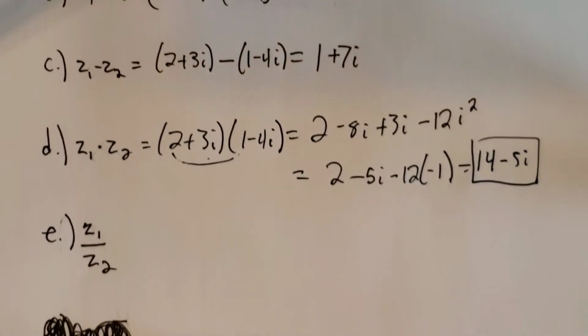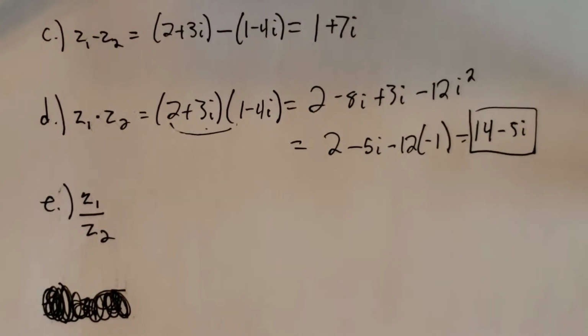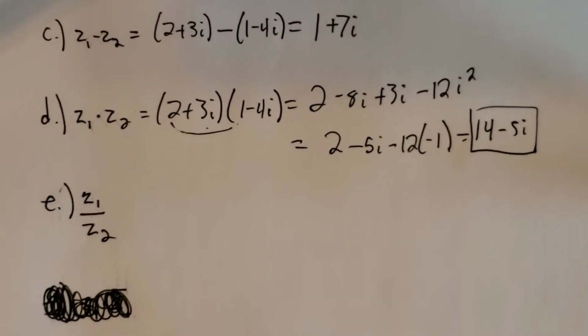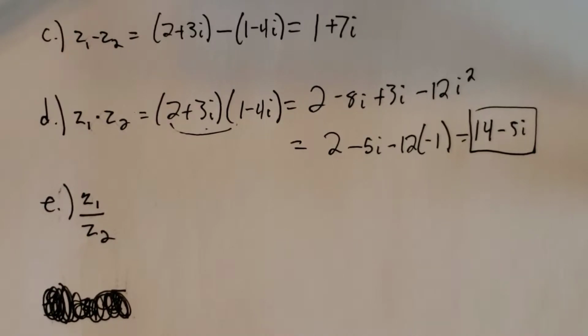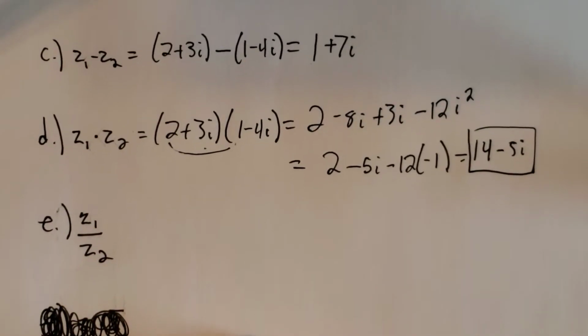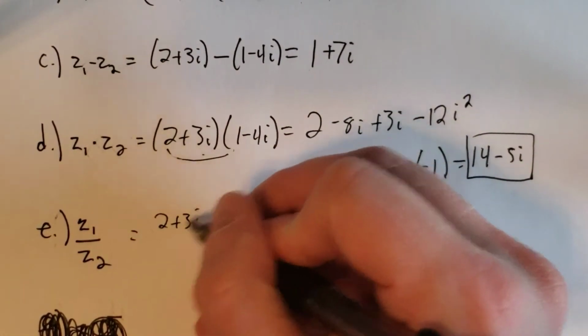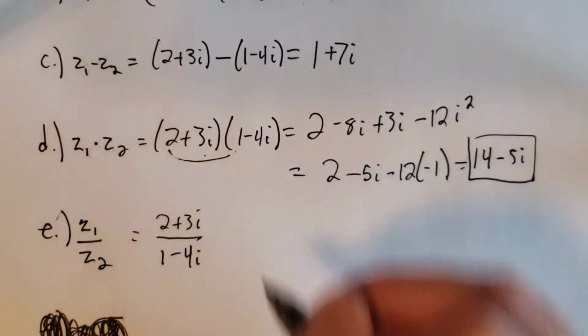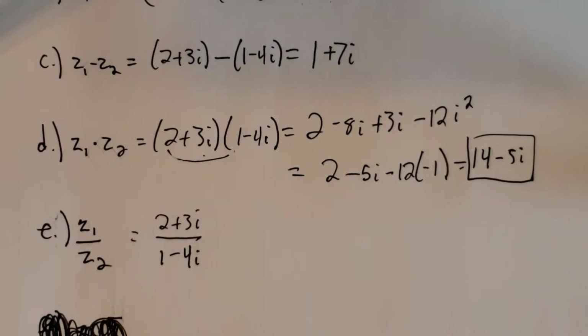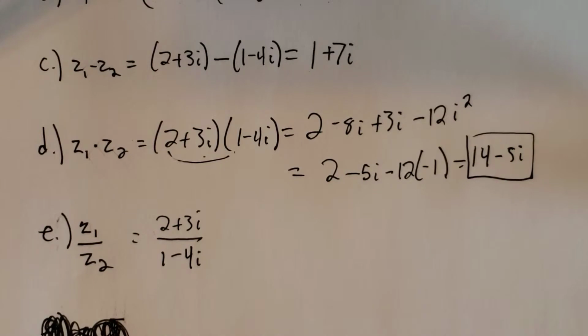We have one more of this type before we move on to a few other examples from this section. So we have z1 divided by z2. We want to take 2 plus 3i and divide that by 1 minus 4i. Well, we have a bit of a trick that we do for these types of problems. Every time you have a division of two complex numbers, you want to multiply by 1, essentially.